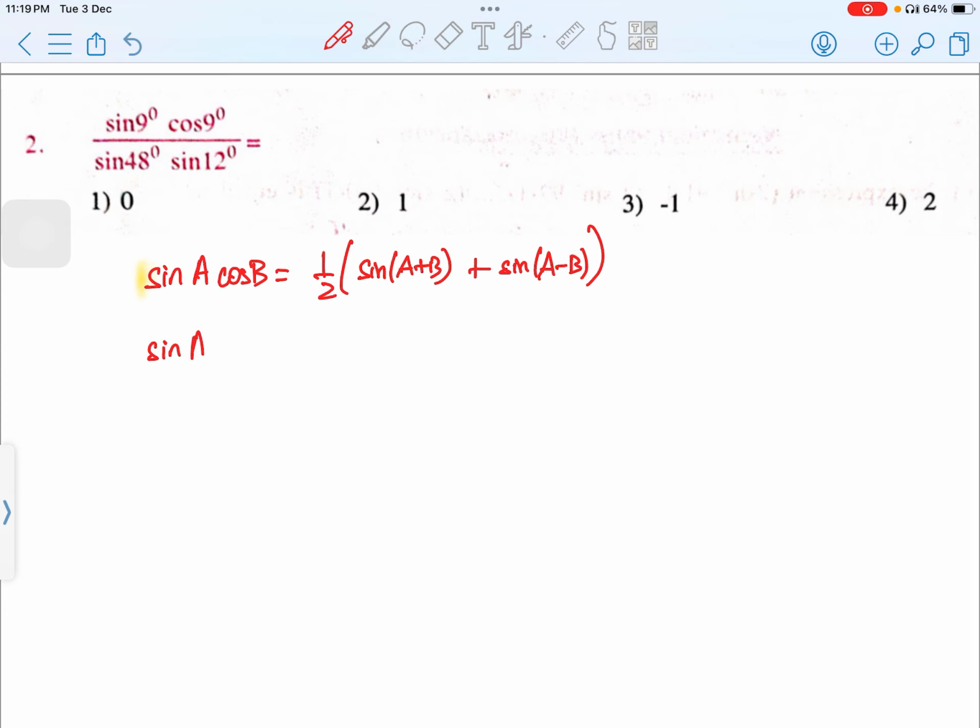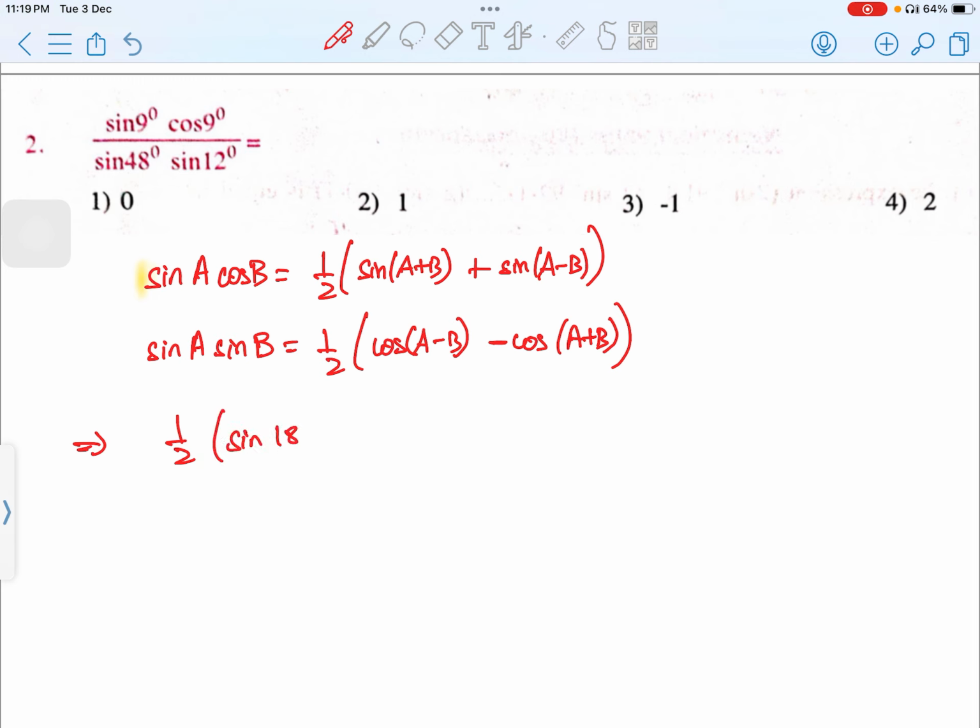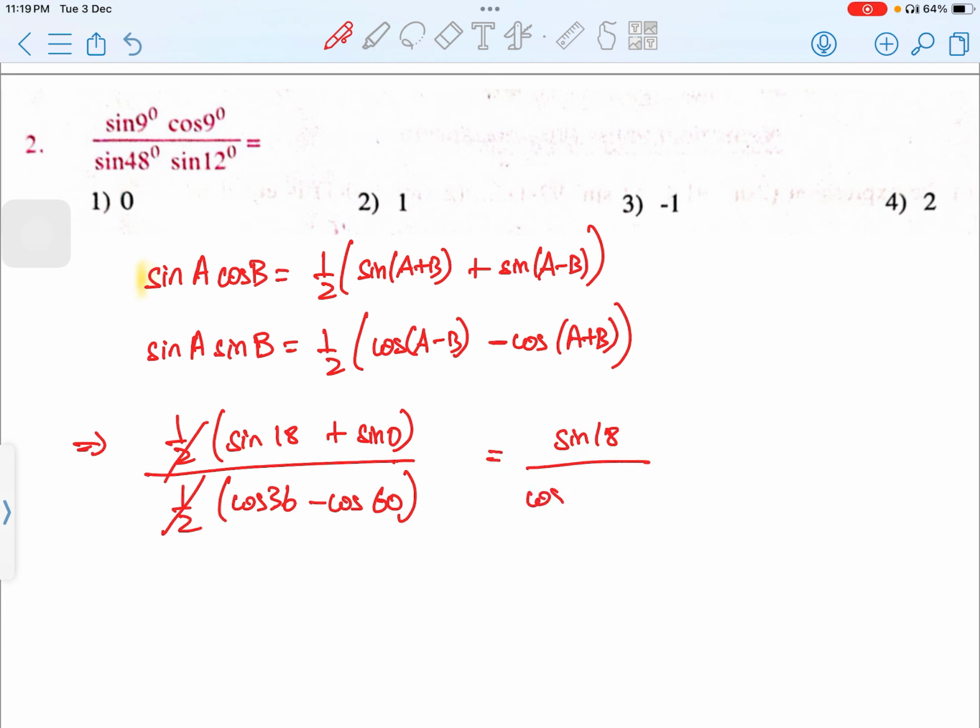Then sin A sin B is 1 by 2 times cos of subtraction of the angles minus cos of addition of the two angles. So when we use it for the numerator, it will come 1 by 2 times sin 18 plus sin 0, divided by 1 by 2 times cos 36 minus cos 60. Okay, then you cancel 1 by 2 and 1 by 2, and the numerator will become sin 18 divided by cos 36 minus cos 60.